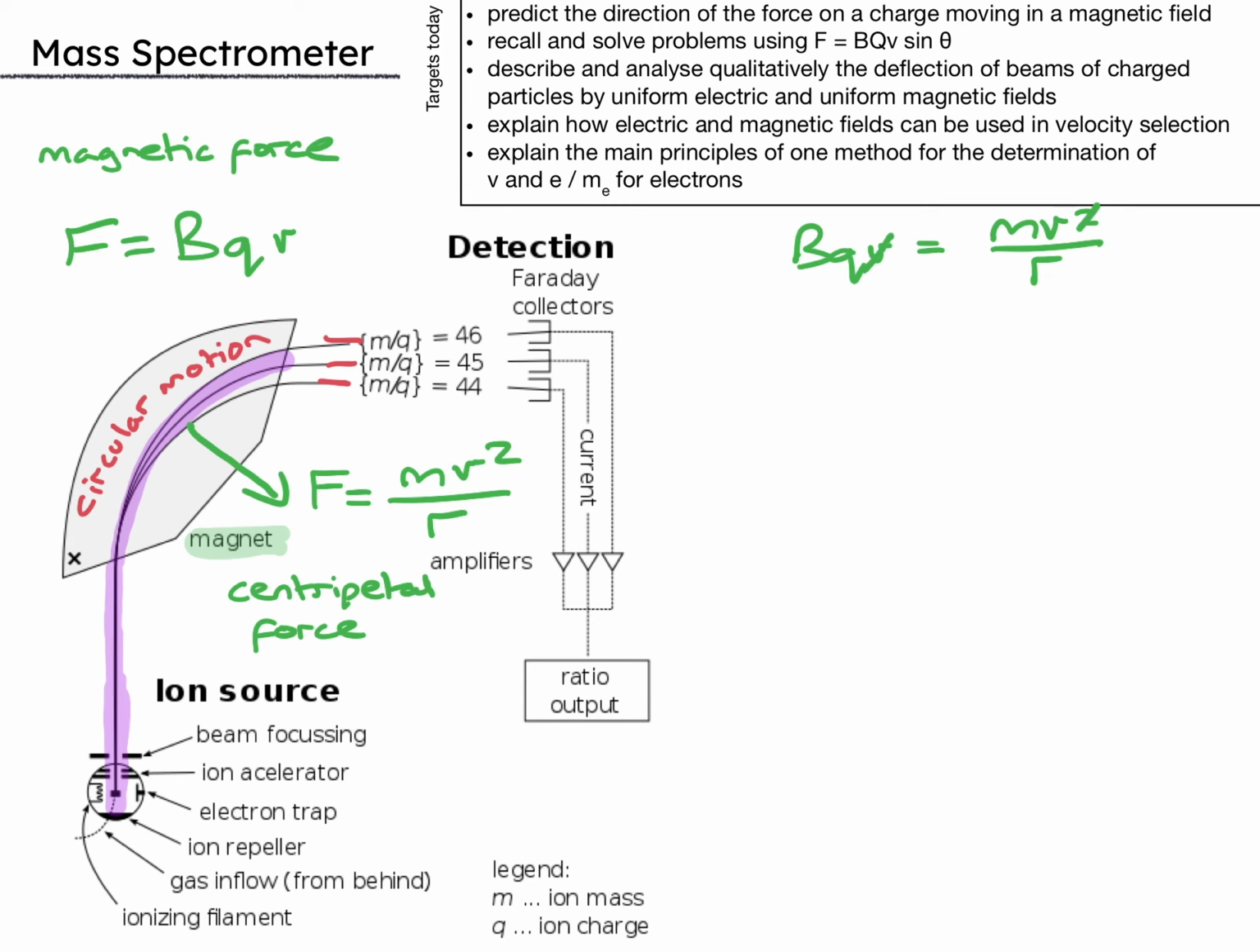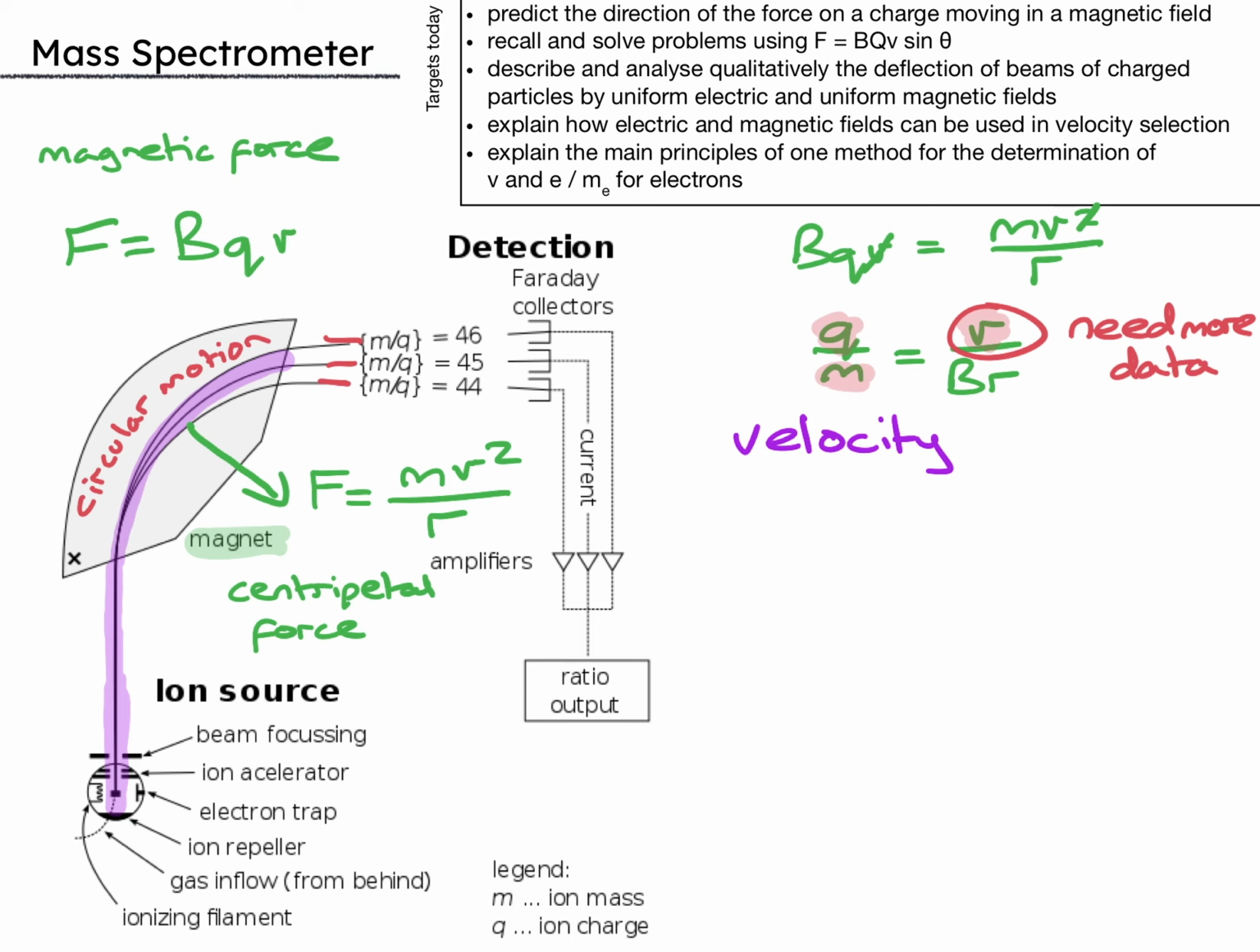And that rearranges to Q over m equals V over BR, which is still a lot of unknowns. We don't know Q, we don't know m, and we don't know V. So it's not going to work at the moment. What we need to do is to find out V, and we're going to do that by filtering out some particles. And we're going to do that with a component called a velocity selector. As the name suggests, the velocity selector only allows particles with a certain velocity to pass through, with all other particles getting blocked.